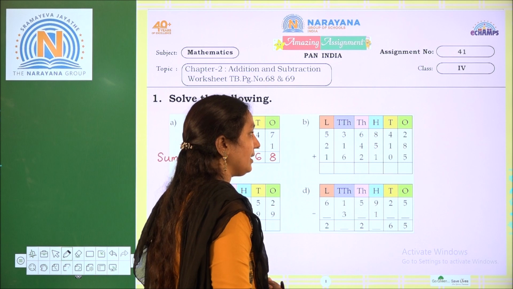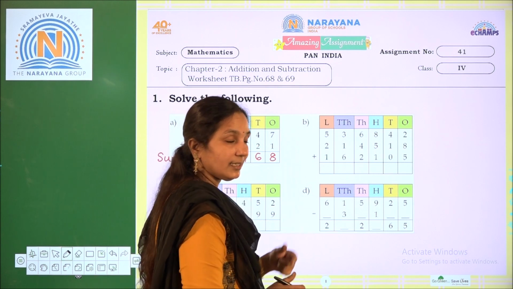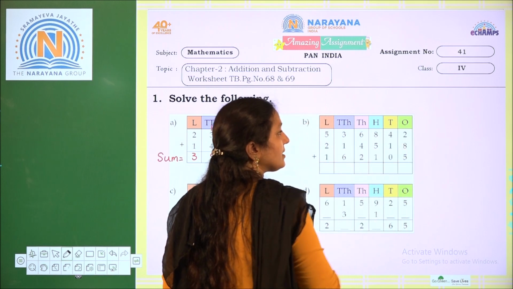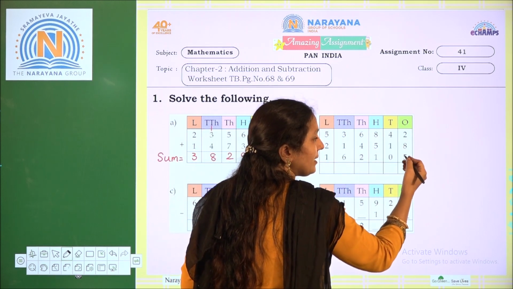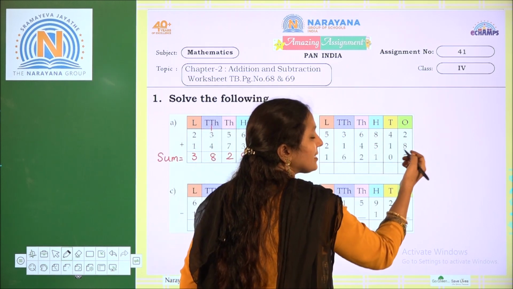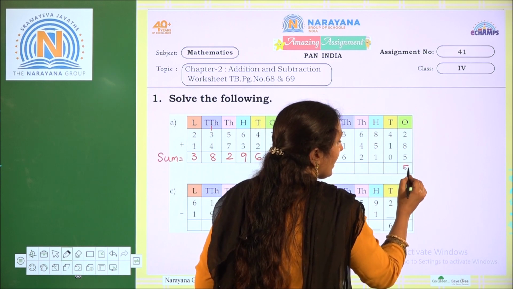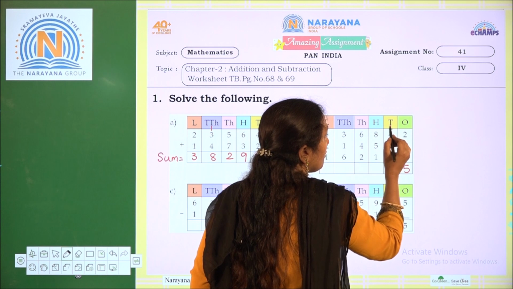So coming to the next one, here 3 numbers are given. So we have to add the given numbers. First we have to start from the 1's column. 2 plus 8 plus 5. 2 plus 8 how much? 10. 10 plus 5 is 15. So write 5 here, 1 regroup it.